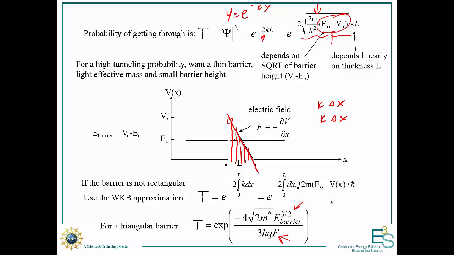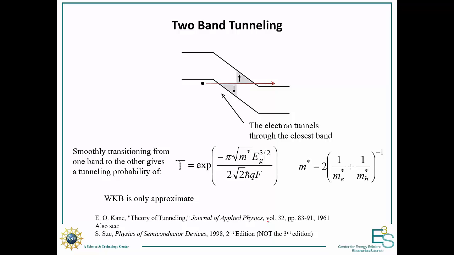And again, you can see the key factors for a high tunneling probability. You want a high field, so you want your barrier to fall off quickly. You want a small barrier height and a small effective mass. Now we can extend this a bit further.